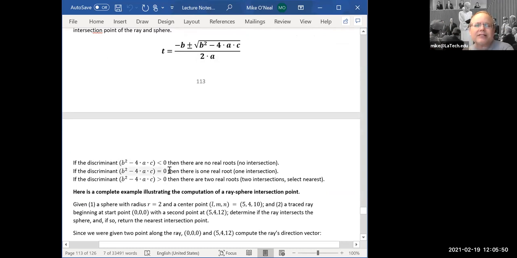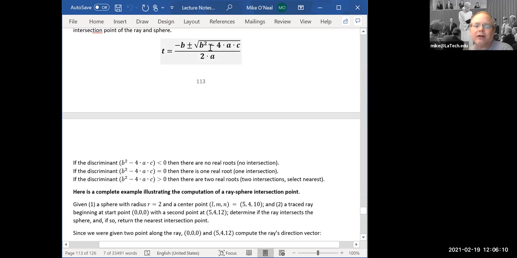If b squared minus 4ac is 0, well, this equation is plus or minus. If this is 0, plus or minus 0 doesn't change anything. So there's one intersection point, minus b over 2a. And if you get a positive value here, you're going to get two roots of the equation.